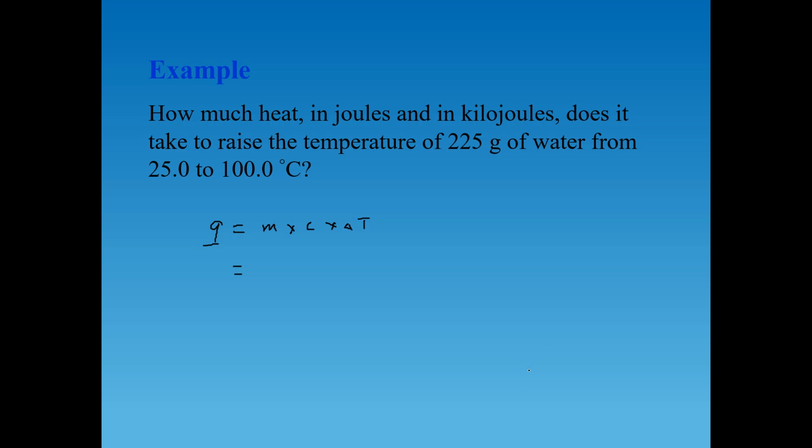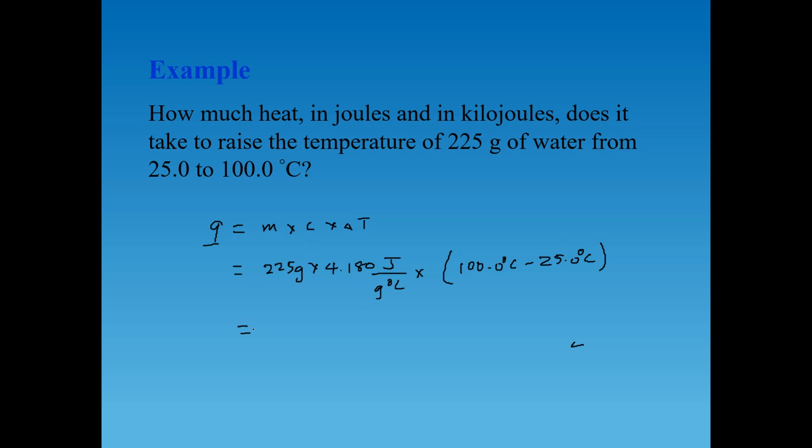So in the case of the mass, that would be 225 grams times 4.180 joules per gram degree Celsius times the change in temperature, which is 100.0 degrees Celsius minus 25.0 degrees Celsius. Remember, the change in temperature is always the final temperature minus the initial temperature. And in that case, that means that Q would be positive, as you're going to see down here.